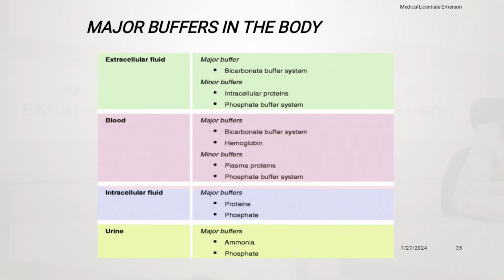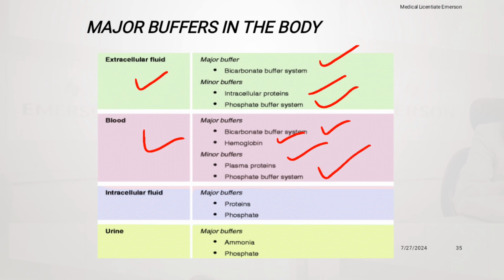Okay, then for major buffers in the body, we have extracellular fluid. So major buffers in the extracellular fluid are bicarbonate buffer system. Then minor buffers, we can have intracellular protein phosphate buffer. Then in the blood, major buffers we have bicarbonate buffer system, hemoglobin. Then minor buffers, we can have plasma protein phosphate buffer system. Then for intracellular fluid, major buffers, of course, we have proteins, phosphate. For urine, major buffers, we have ammonia and phosphate.